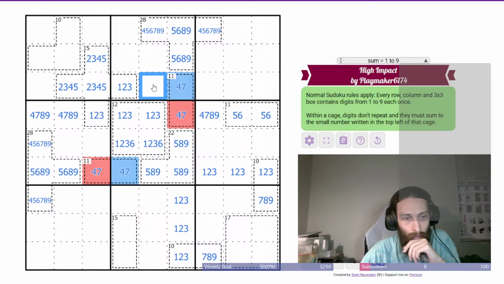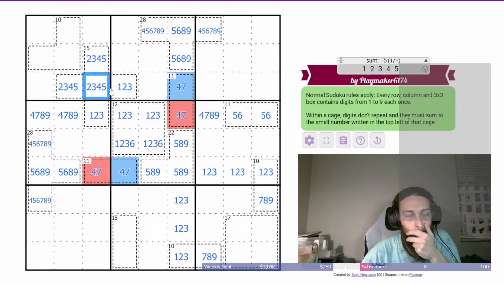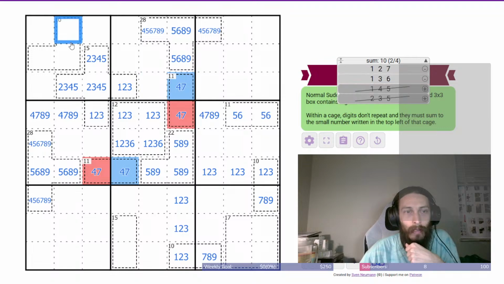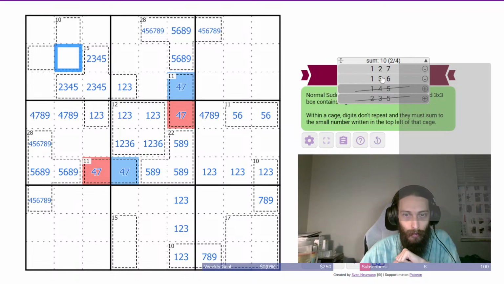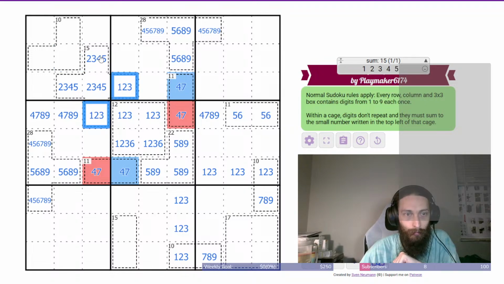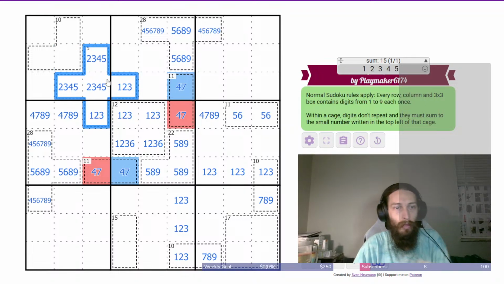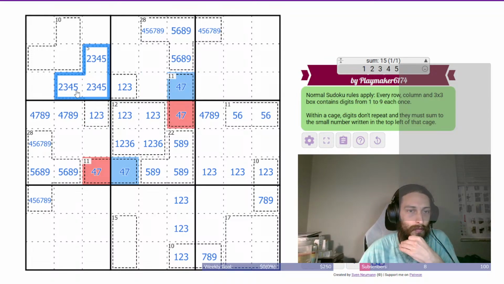In the 15 cage, why can't the 5 be pushed to the outside on the right? I know it can't go down, but why can't it be in that one? Because the 10, the 1 is forced to be pushed out, and the 2 or the 3 is the other one that's pushed out of the 15 cage. So that means that 4 and 5 have to be inside of the 15 cage. Inside of box 1. Okay.